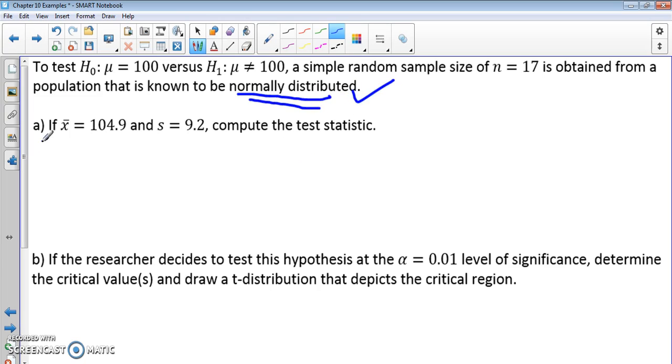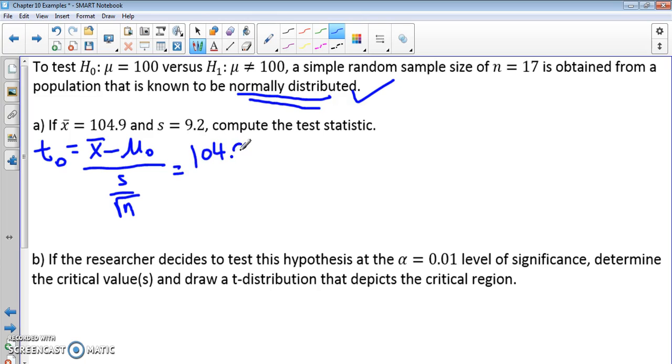So our test statistic is x bar minus mu sub 0 divided by s over the square root of n. So we'll compute it by hand and then we'll do this in StatCrunch. So 104.9 minus 100 divided by 9.2 divided by the square root of 17.